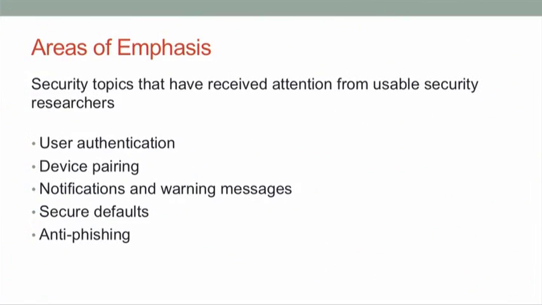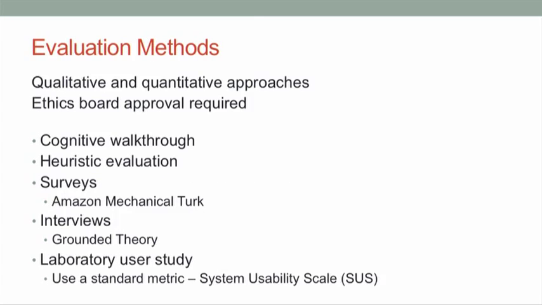So I want to convince you that we as security experts need more input from the usability experts. Here's just a list of some topics in security that the usability community has looked at. And if you go look in the literature, you can find examples on these topics. So that might interest some of you. I'm not going to talk about those today. I did want to introduce you to what usability experts do when they evaluate a system. Here are some of the techniques that they use, and we've used a few of these in our work. They use both qualitative and quantitative approaches. Very often, you have to get ethics board approval before you can work with users. Again, United States universities require that.